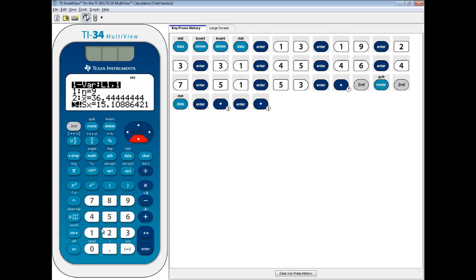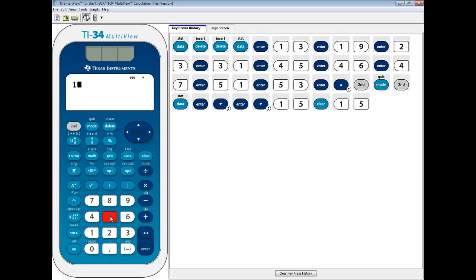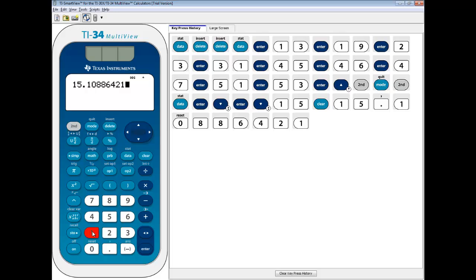So let's see, 15.10886421. Okay, so I got 15. Yeah, I did get rid of them. Okay, 15.10886421, and then I'll push my X squared button, and then press enter, and that gives us our variance. And let me write this down. Rounded to two decimal places, we got 228.28.